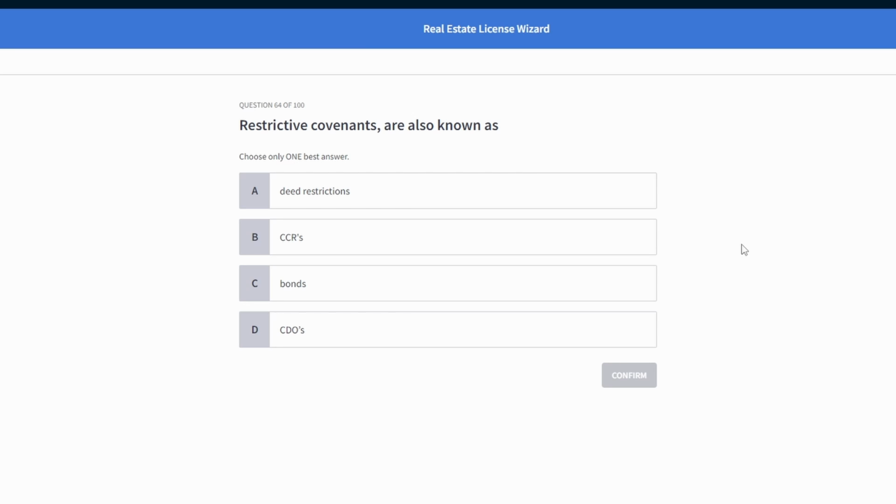All right, next one, 64. Restrictive covenants are also known as, gives us 4 options. A, deed restrictions, B, CCRs, C, bonds, or D, CDOs. So take some time to think about this one and come up with your answer.